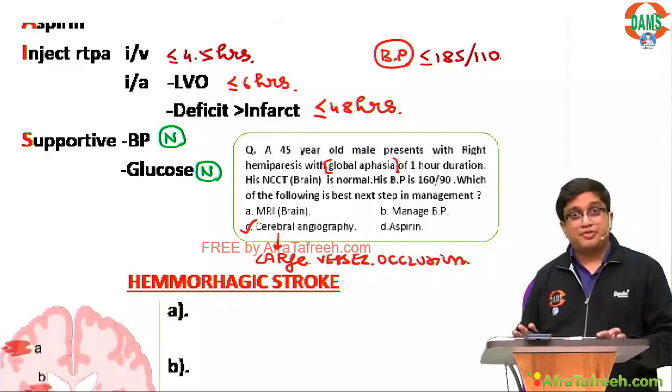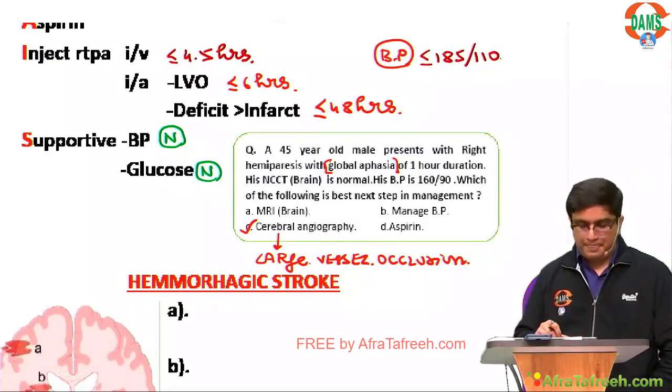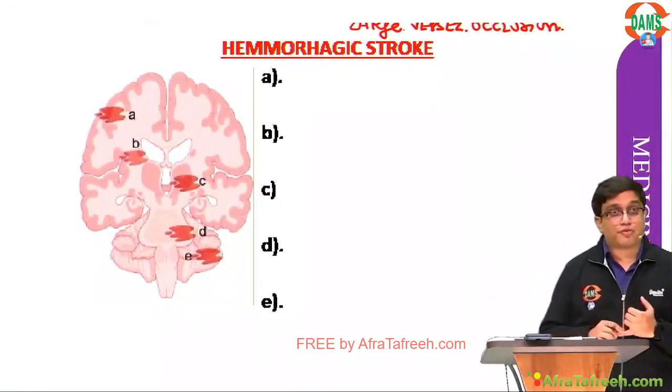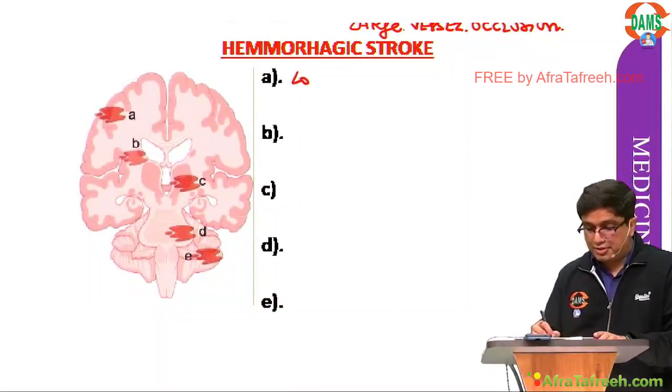That's enough a reading that we'll keep in mind while thrombolizing the patient. Okay. Hemorrhagic stroke. Let's try to diagnose them. What locations are they in? A. This is a lobar hemorrhage in the cortex.